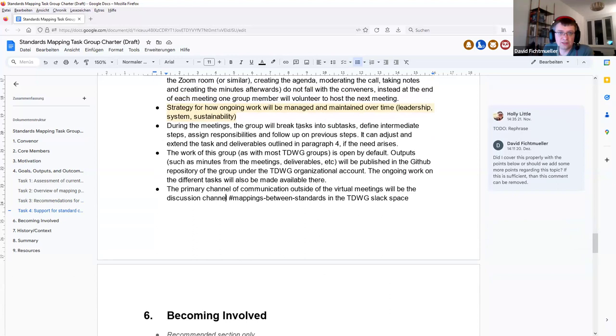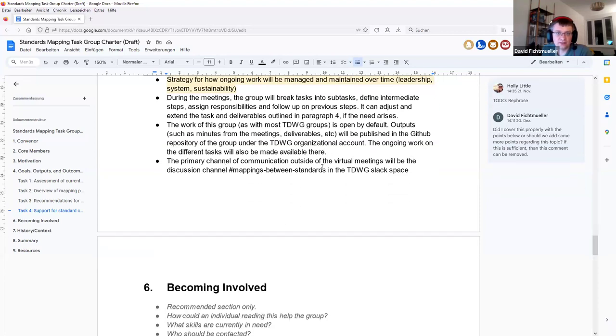During the meetings, the group will break tasks into subtasks, define intermediate steps, assign responsibilities, and follow up on previous steps. It can adjust and extend the tasks and deliverables outlined in paragraph 4 if the need arises. The work of this group, as with most TDWG groups, is open by default. Outputs such as minutes from the meetings, deliverables, etc., will be published on the GitHub repository of this group under the TDWG organizational account. The ongoing work on the different tasks will also be made available there.